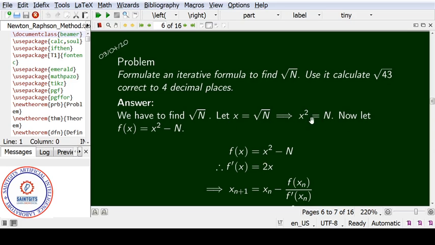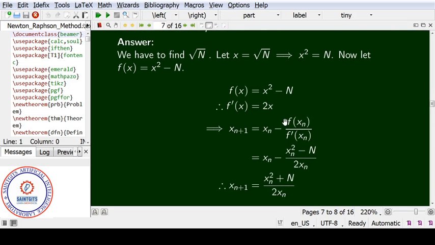Now we write x square minus n equal to 0. That means the right side is 0. Then the left side expression is called f of x. So f of x equals x square minus n. And therefore f dash of x is equal to the derivative of this expression, 2x. Now we rewrite xn plus 1 is equal to xn minus f of xn by f dash of xn using the Newton-Raphson method. Now we substitute this f of x and f dash of x with xn in place of x like this. F of xn is xn square minus n. F dash of xn is 2xn.